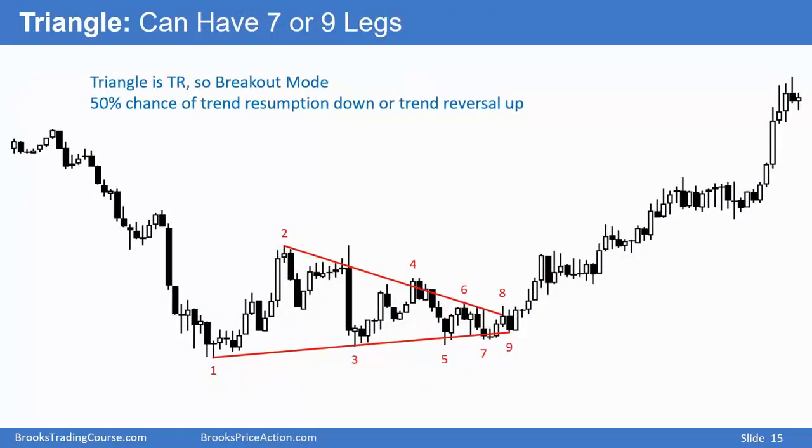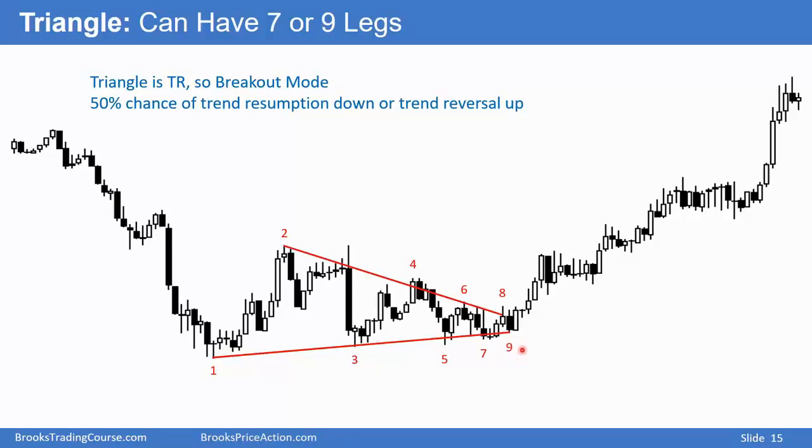I said a triangle has at least 3 pushes, 3 reversals. And here, reversed up, reversed up, reversed up, reversed up, reversed up. This is a horizontal pattern. The line on top is trending down. The line on the bottom is trending up. So it's converging. It's a triangle.